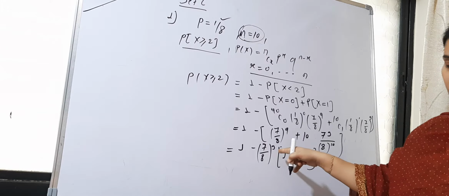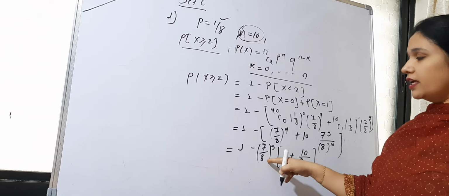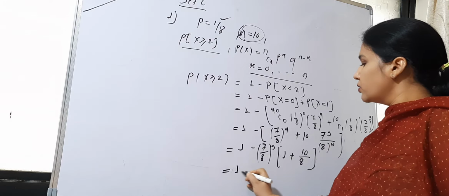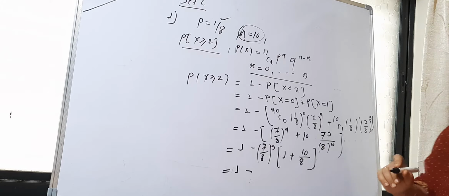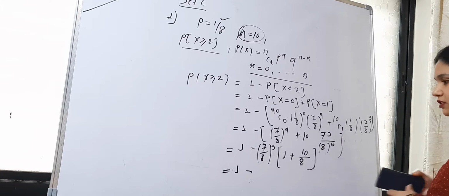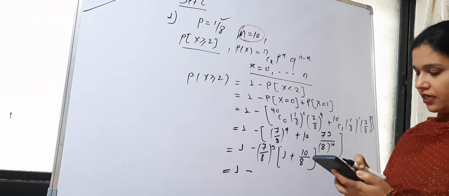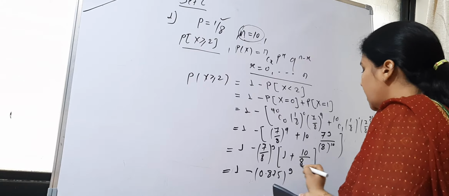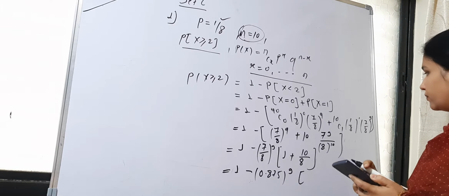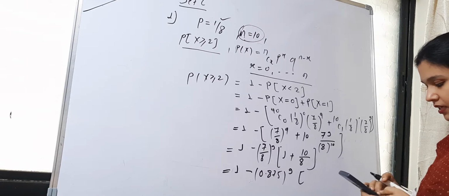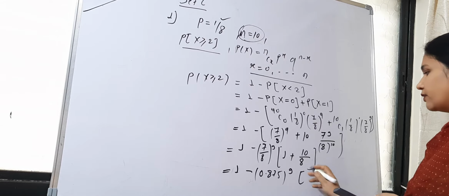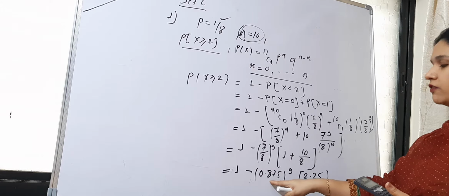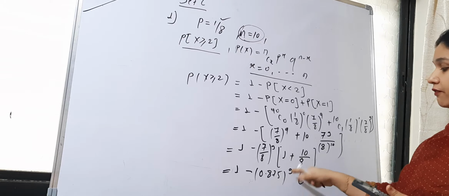After that, when you take the power of 7 power 9, 8 power 9, it will give you very big numbers. So what we can do here, 1 minus, first we will take the division of 7 by 8. So 7 by 8 is 0.875. What is the power? Power is 9. In the bracket, the value of 10 by 8 is 1.25. 1.25 plus 1 is 2.25. We'll write like this. Now what we have to do? We have to take the 9th power of 0.875.